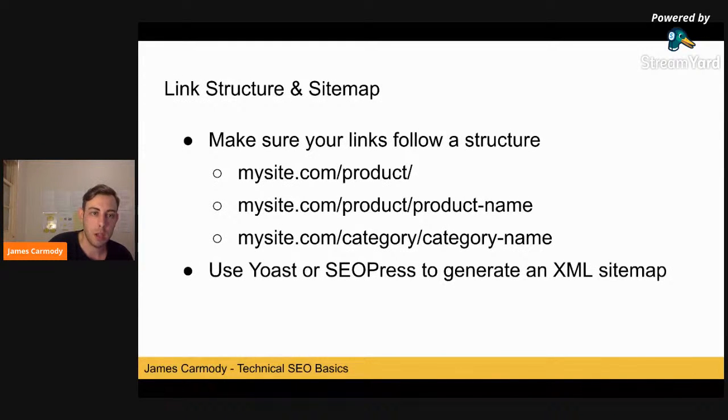Next is link structure and sitemap. So what I mean by that is that your links should follow a structure. So you have your homepage, mysite.com, and then you have mysite.com/products, and maybe that shows a category of products, or you have mysite.com/category, and that shows a bunch of categories. And then you have /product/product-name. And it just follows a structure so that it's very clear what page is from which part of the website. So it could be a product, or it could be a category.